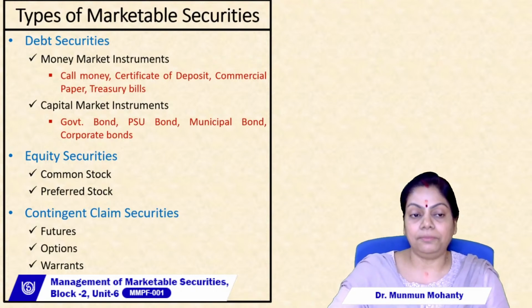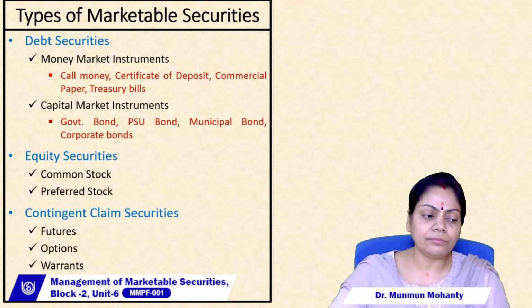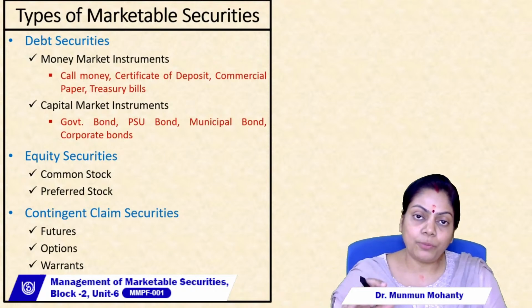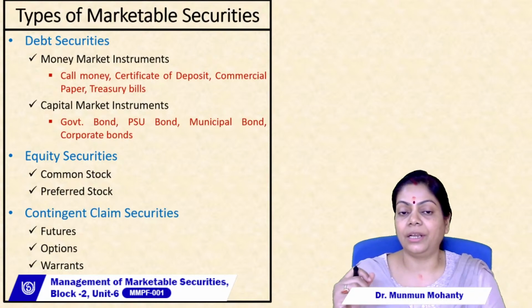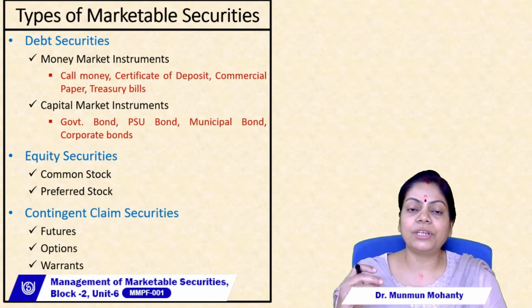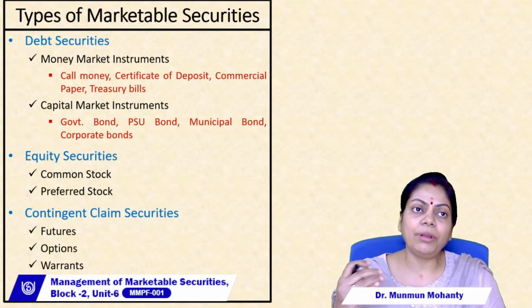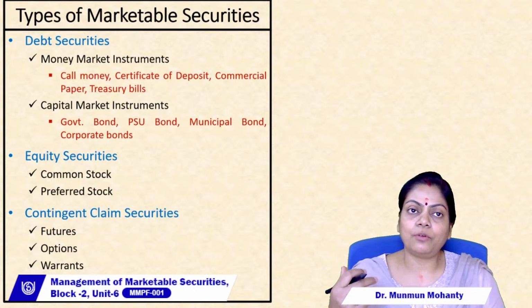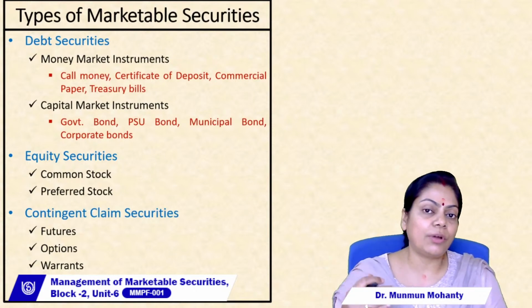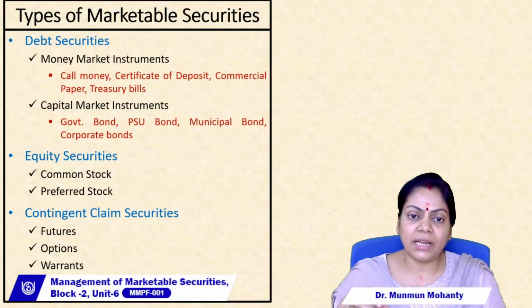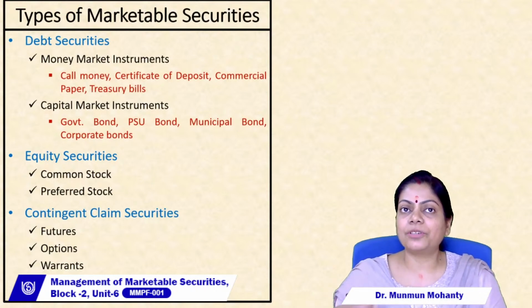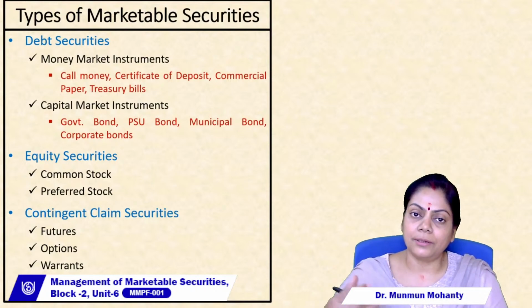Then you have the commercial paper. Commercial papers are issued by corporates who have very high credit ratings. For example, there is a big corporate which has a surplus of, let us say, 4 or 5 lakh rupees, which it will not require for the next 3 months. What can the corporate do? It can park that fund in commercial paper. It can issue commercial paper and sell it.